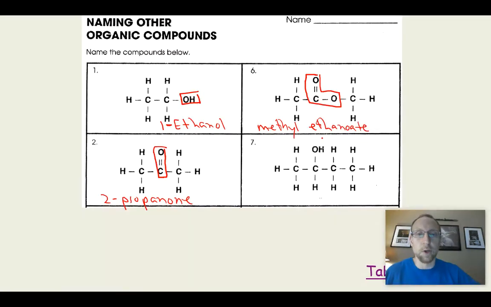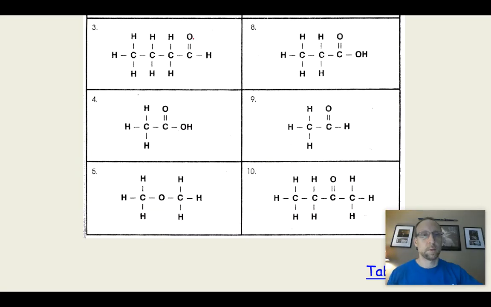Next one, OH, so I know it's an alcohol. Prefix for but, alcohols end in anol. Where's my OH? On the second carbon. So that's 2-butanol. Number 3, here's my carbonyl group on the end carbon. So I know it's an aldehyde. 4 carbons, but. Now, we don't need a number. Use Table R, right? The example doesn't have a number, so we don't need a number.